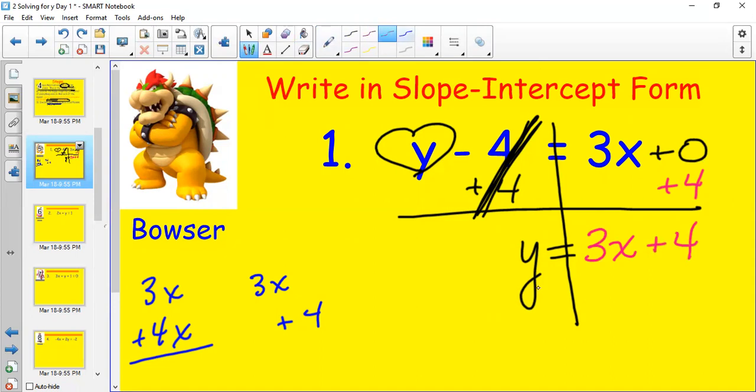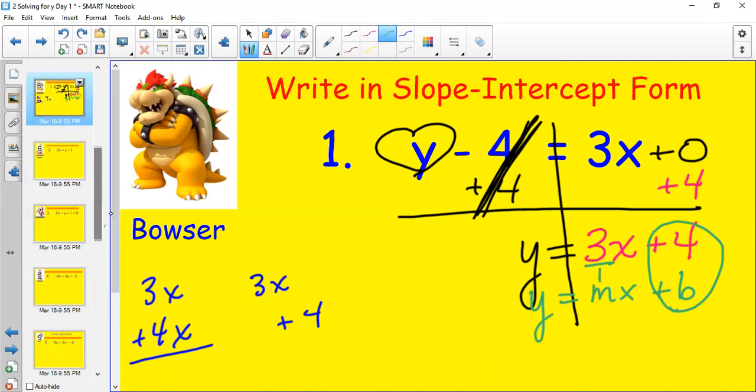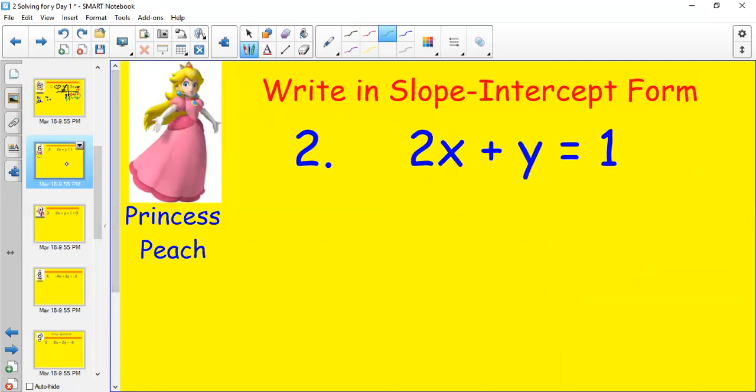Okay, and notice it looks like y equals mx plus b. I can now graph this equation. I could start my graph at 4, and I could use my slope of 3 to rise 3 and run 1. Okay, so our whole goal is to make this equation something that I know how to graph. We're going to be practicing that quite a bit. So let's try another one.